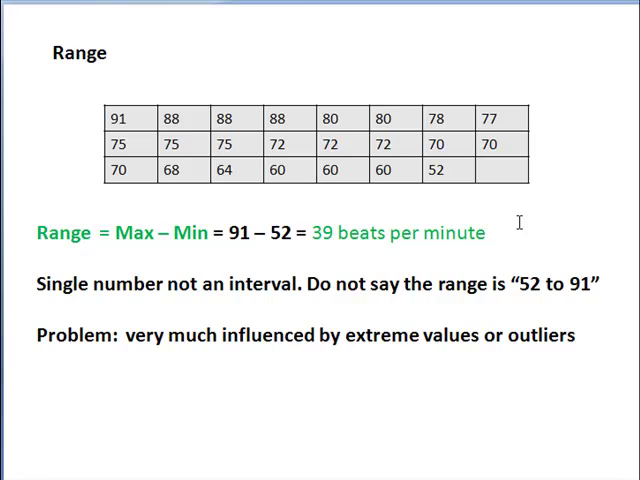A common mistake is to quote the range as an interval. People say the range is 52 to 91. In statistics, the range is a single number. It is the difference between the maximum and the minimum.